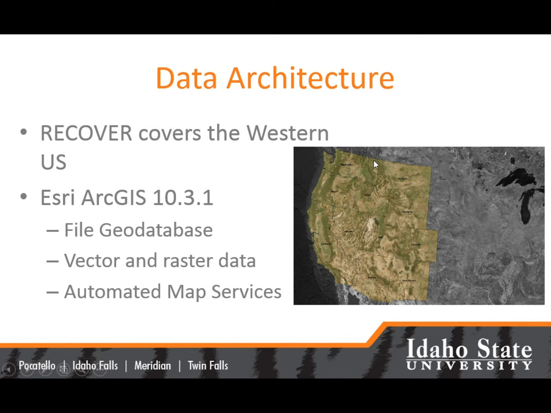RECOVER covers the western United States. This colored area here is the area where we have all that data. Those 25 base layers are wall-to-wall for this western United States study area. We're using Esri's ArcGIS 10.3.1 right now. We'll be upgrading to 10.4, which is the most current version, for those of you who know GIS stuff. We're serving or storing all of our data in a file geodatabase. Again, it's vector as well as raster data, and of course we're leveraging automated Python-based map services.